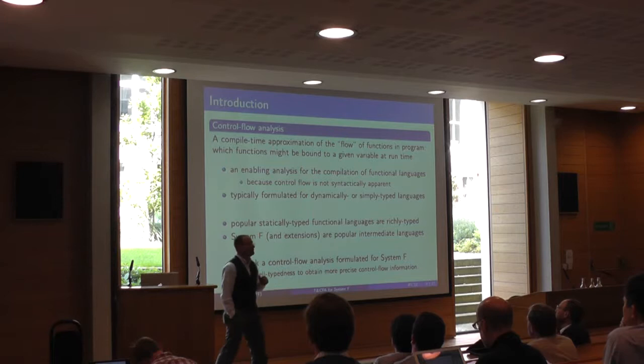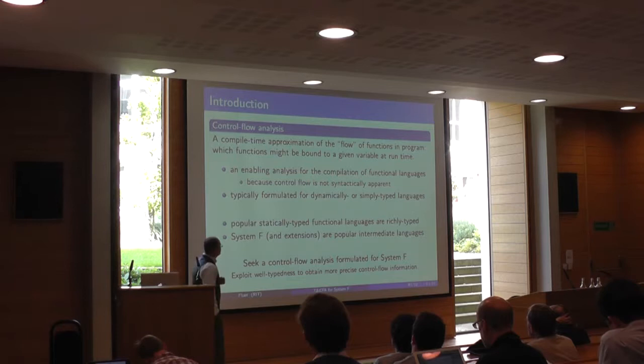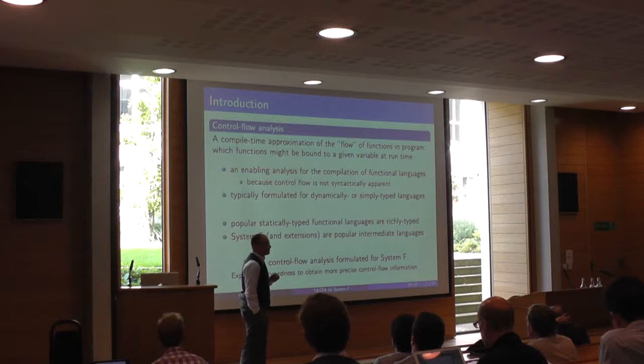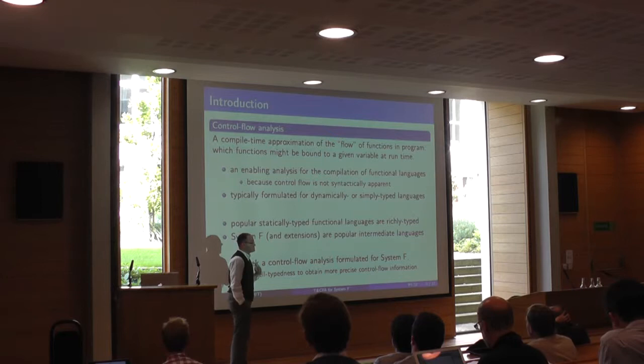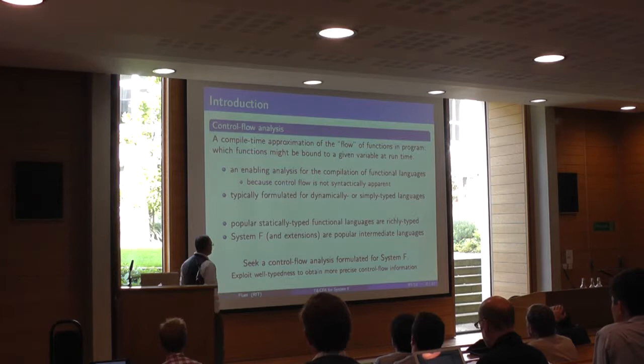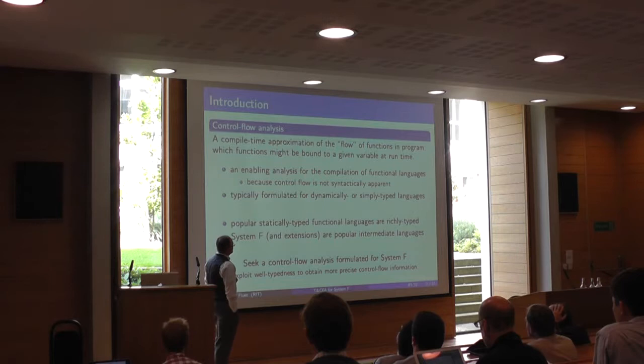However, if you go and look at the control flow literature, the thing that I've observed is it's typically formulated just for dynamically or simply typed languages. That's great for a lot of functional languages, but if you look out at the world, the popular statically typed functional languages are richly typed. In particular, they've got polymorphism. And furthermore, if you look at the compilers in which one might employ control flow analysis, they're using System F and extensions thereof as an intermediate language.